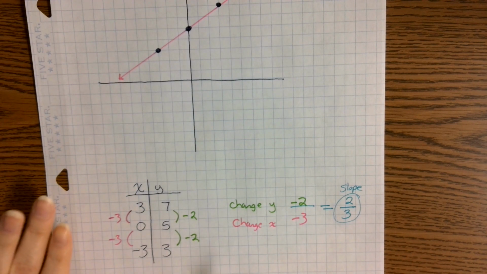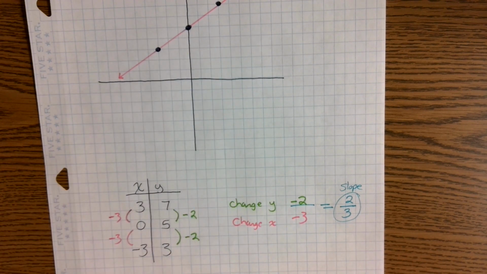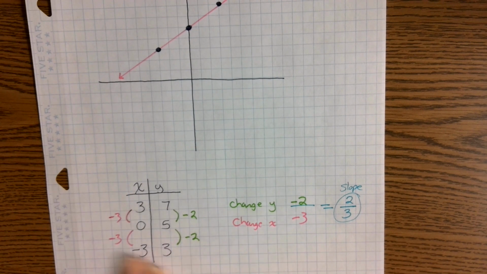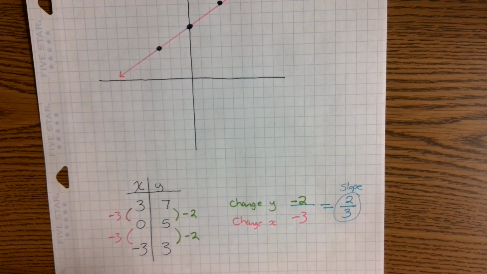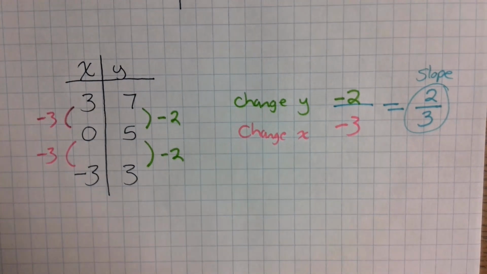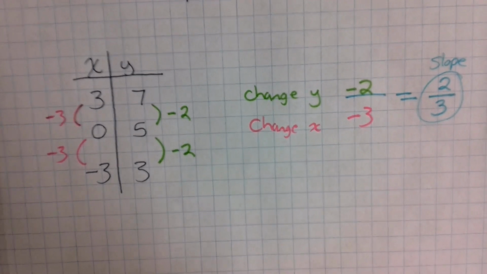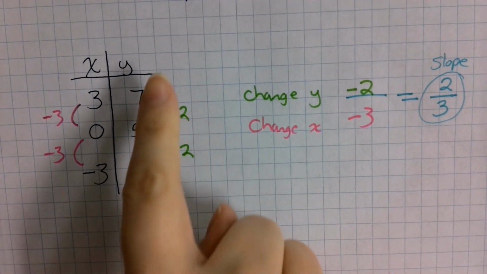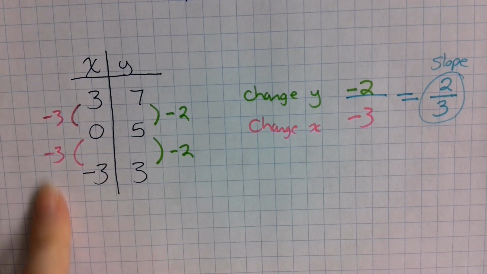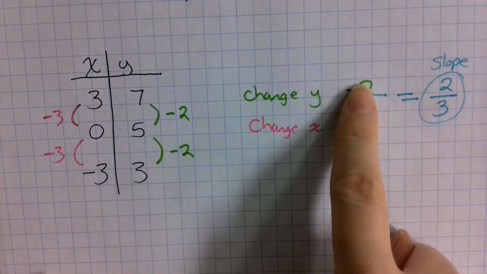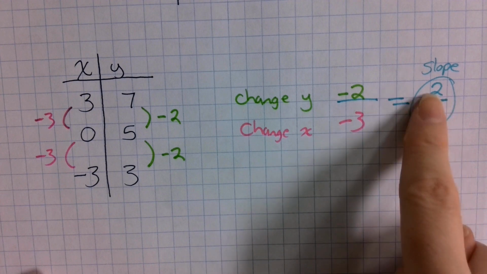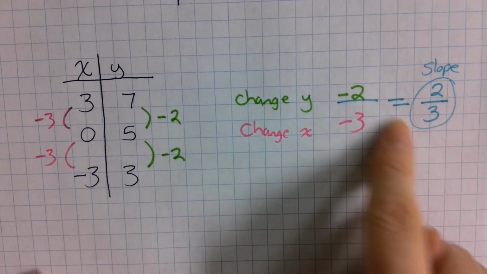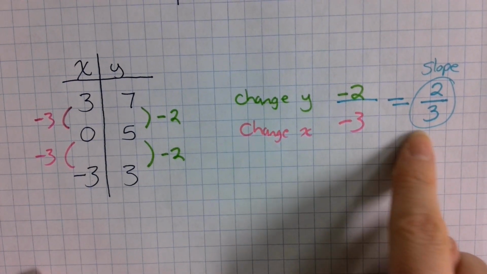Let me show you, again, using just the graph now. This is what you would have done for the table. I'll zoom in for just a second so you can see it easier. We found our change of y over our change of x, and we get a negative 2 over a negative 3, which is just 2 over 3. That is our slope, or our constant rate of change.